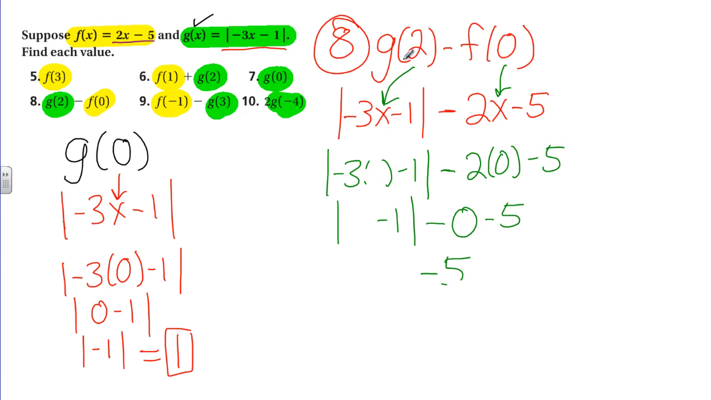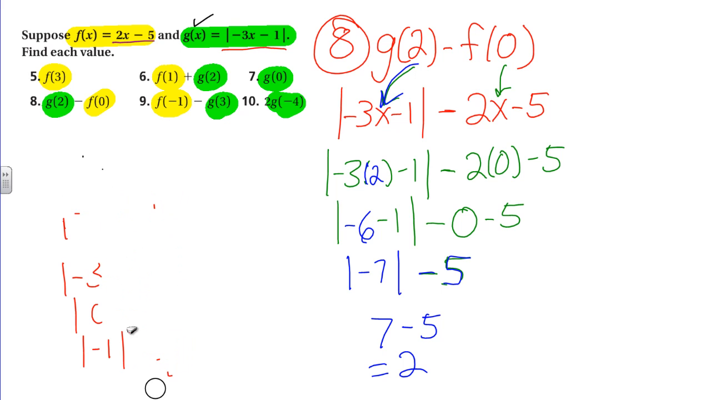Okay. So a 2 goes in for the x. So I'm supposed to put a 2 here. So negative 3 times 2 equals negative 6. Negative 6 minus 1 equals negative 7 minus 5. The absolute value of negative 7 equals positive 7 minus 5. And that equals 2. Okay, so that's probably better.